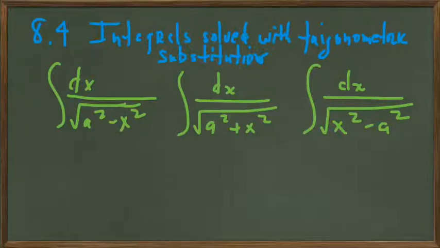So in the first type, you notice that we have a squared minus x squared. If a is a constant and x is a variable, we're subtracting the variable squared. In the second type, we're adding the constant squared and the variable squared. And in the third type, we're subtracting the constant squared from the variable squared, and all of these are under a radical. Well, we can't do integrals of this type that involve the variable squared under a radical.